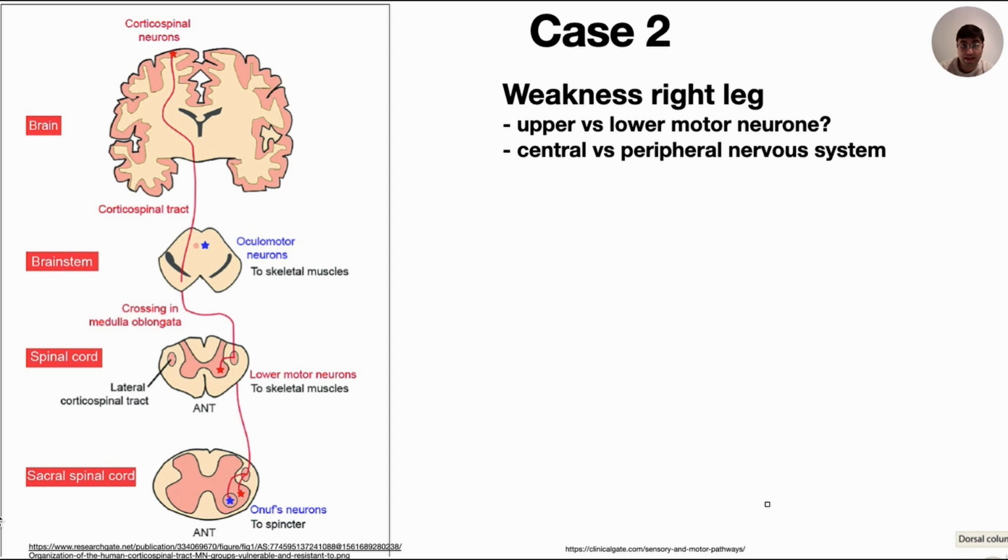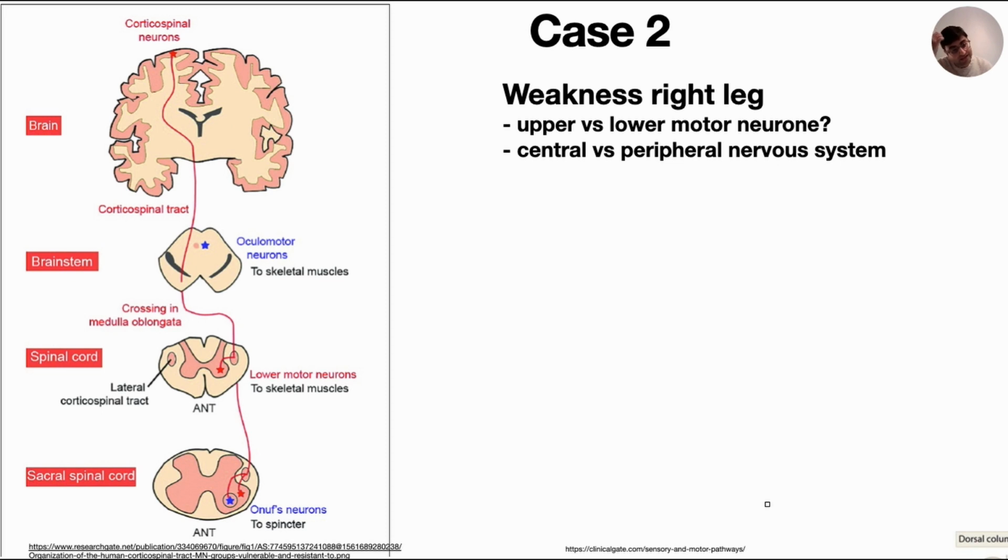To work out where within that corticospinal tract the problem lies, we need to figure out again whether it's an upper or lower motor neuron lesion, upper being central and lower motor neuron being peripheral nervous system lesion, to figure out whether it's a problem in the brain and spinal cord or a problem in the peripheral nerves or muscles.